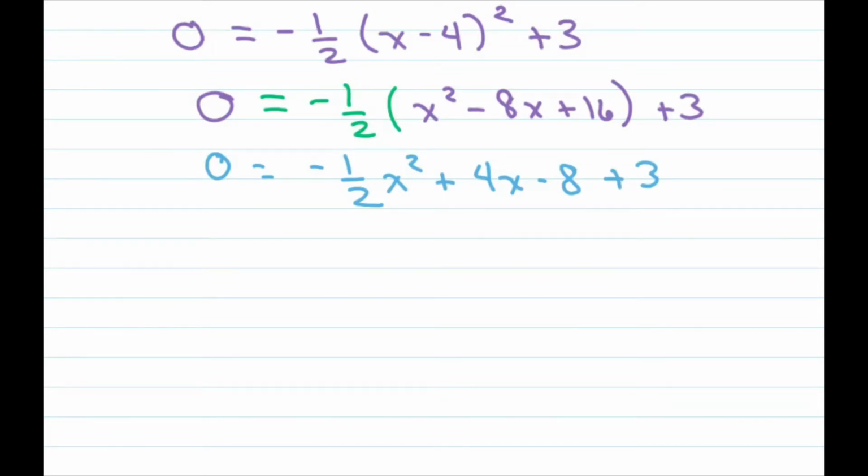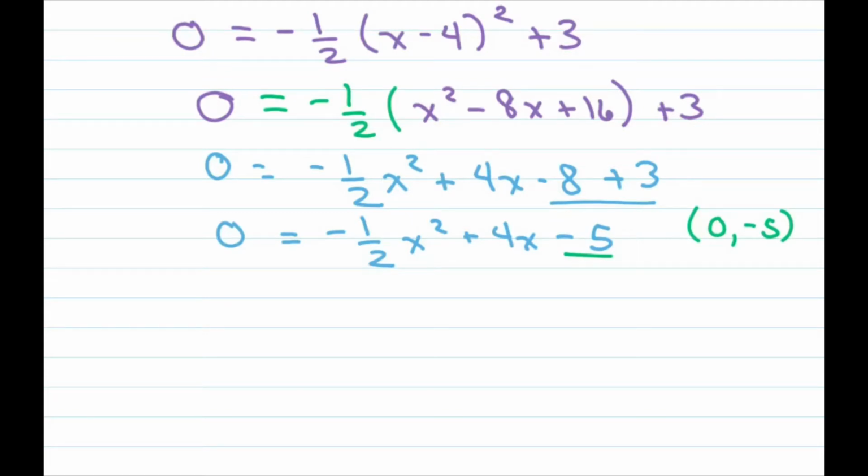Now we can simplify this and add these two. So we get 0 equals negative 1/2 x squared plus 4x minus 5. And again, you can see your y-intercept from here. You plug in 0, you get negative 5. So it's a lot easier to see that way. Now, I don't like that 1/2 here, so I'm just going to multiply everything through by negative 2, because I don't like the negative in the front either. So when you multiply by negative 2, you get 0 equals x squared minus 8x plus 10.